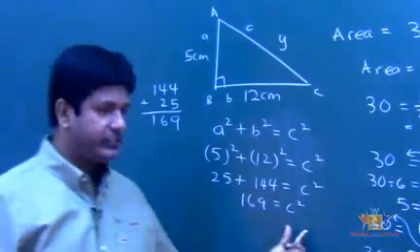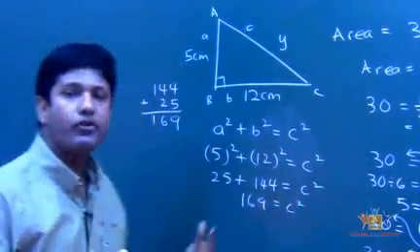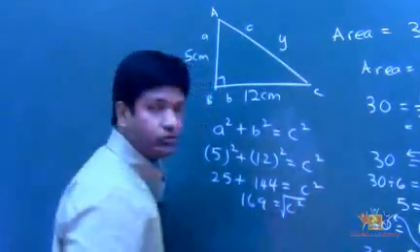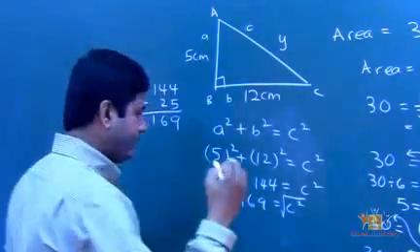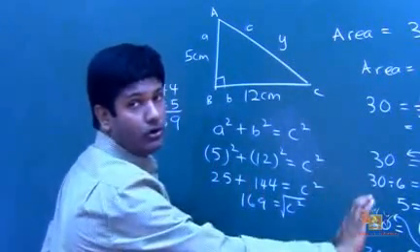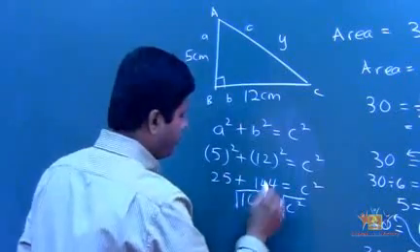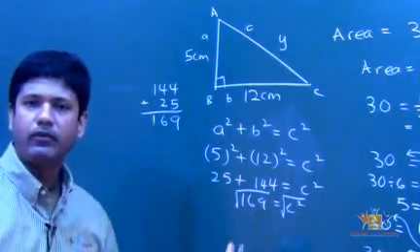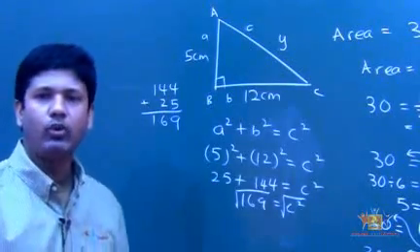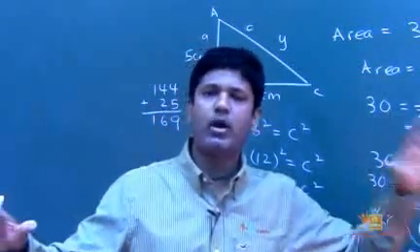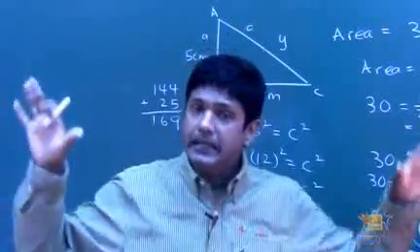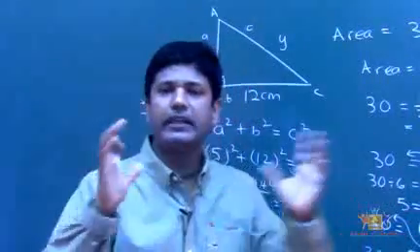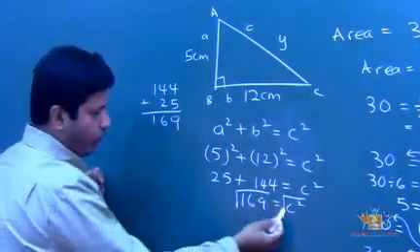But I'm looking for c. That means what do I have to do? Square root. If I square root, c squared will give me c. If I square root the right side, I also have to square root the left side. Very important. That's the principle of the equal sign. Whatever operation you do, you've got to do it to both sides equally. That's what equal means.